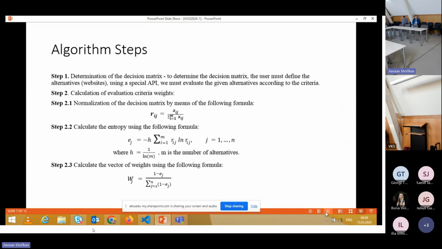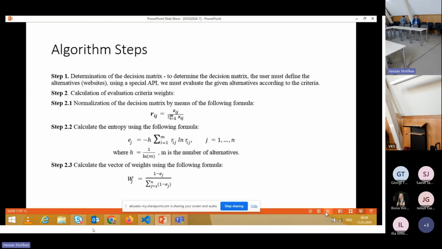Here are the algorithm steps, and the first step is determination of the decision matrix. To determine the decision matrix, the user must define the alternative websites using a special API, which is an application programming interface. We must evaluate the given alternatives according to the criteria. The second step is calculation of evaluation criteria weights.